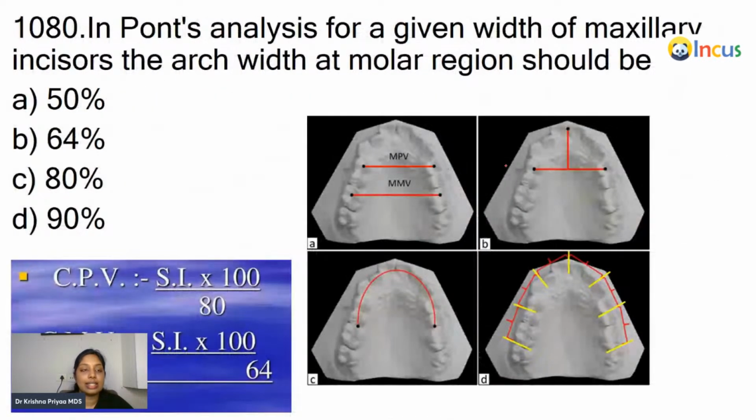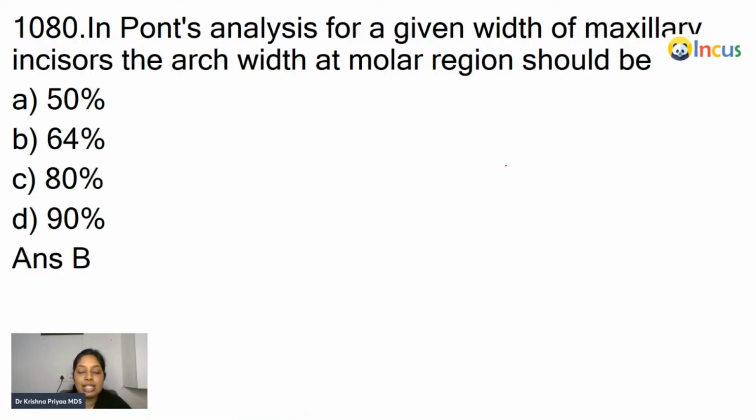In Pond's analysis, for a given width of maxillary incisors, the arch width at the molar region should be a certain value. So in Pond's analysis, they are measuring the arch width in the molar region, taking into consideration only the width of maxillary incisors. They have a formula: the sum of the incisors times 100 divided by 80 for the premolars and divided by 64 for the molars. So here the question was the molar region, so the answer would be 64.